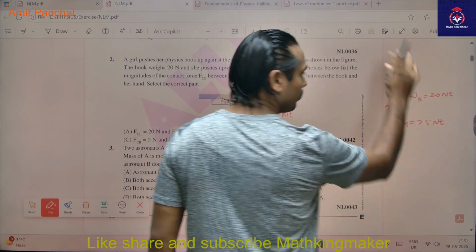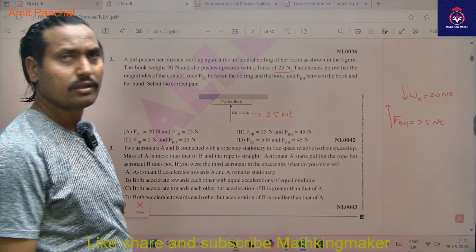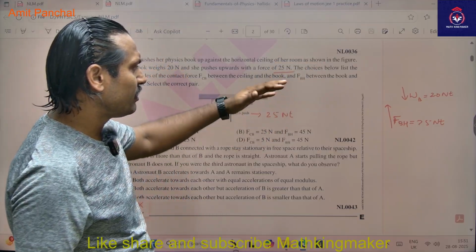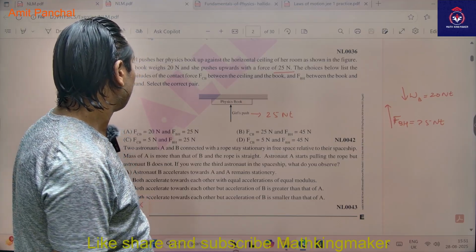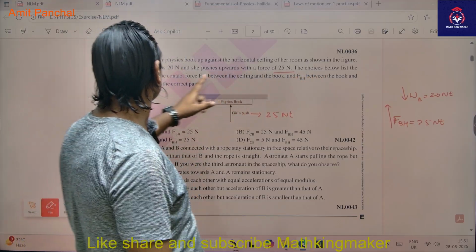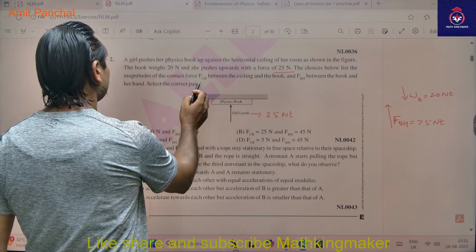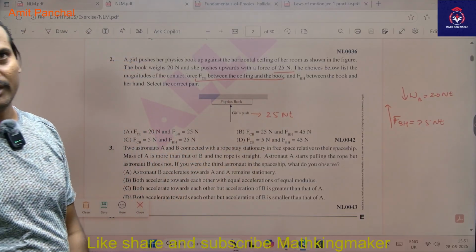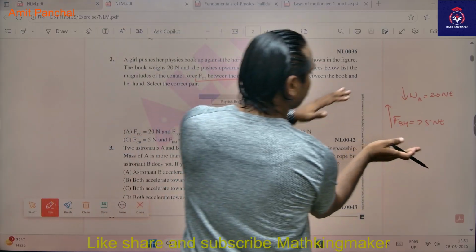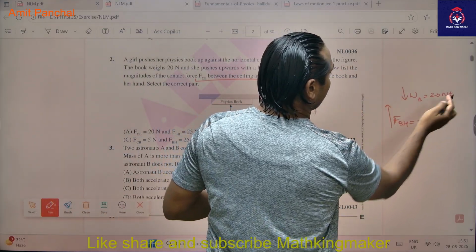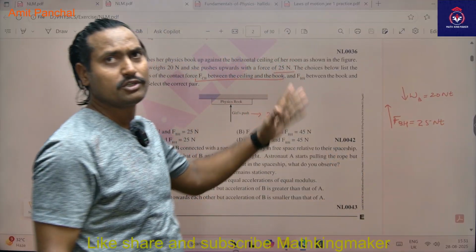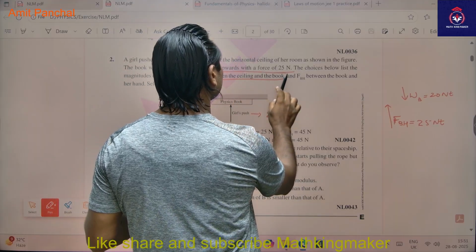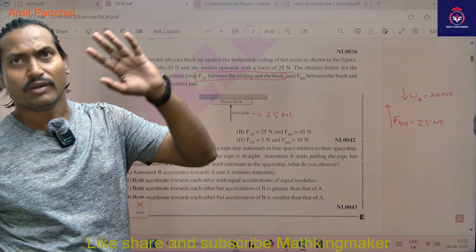So that is downward. And so what will be the reaction force? What will be the normal force? What will be the contact force FCB between the ceiling and the book? 5 Newton. That is very simple, because the girl is pushing that book with 25 Newton and the weight is 20 Newton. So they are opposite to each other. So the force between the ceiling and the book will be only 5 Newton.